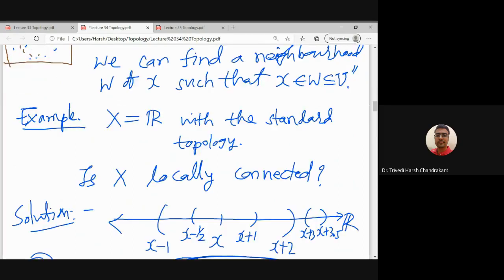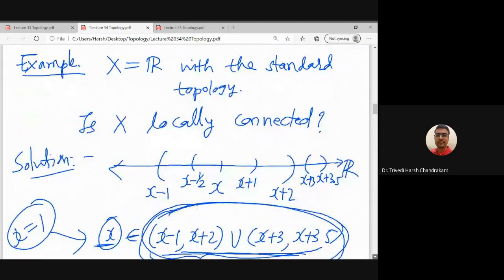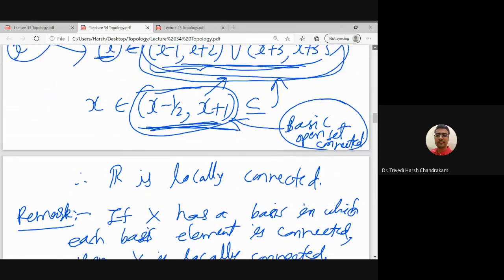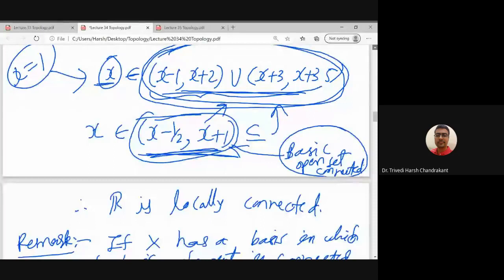The example is the real line, in which we have seen that if I take any point and any open set around it, then using intervals we can always find a subset of that open set which is connected and contains X. Since X belongs to the first open interval, we have chosen the first interval. But if X belongs to the second interval, we could have selected the second interval. So depending on that.